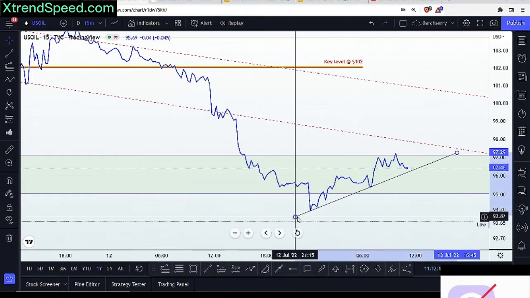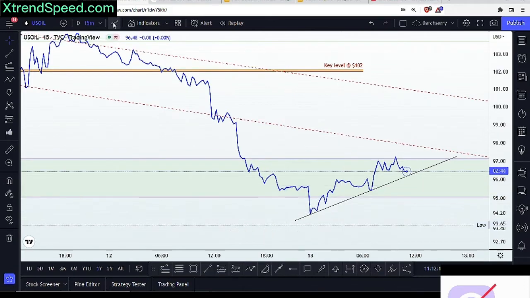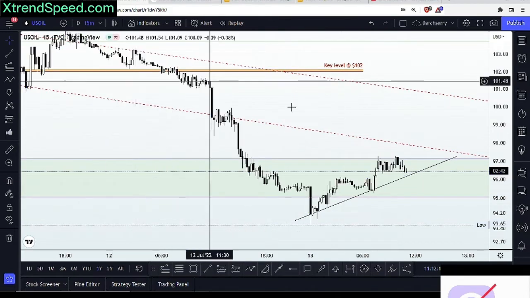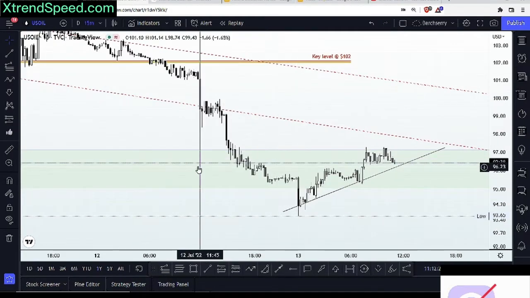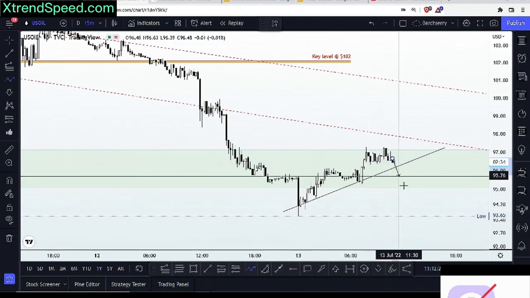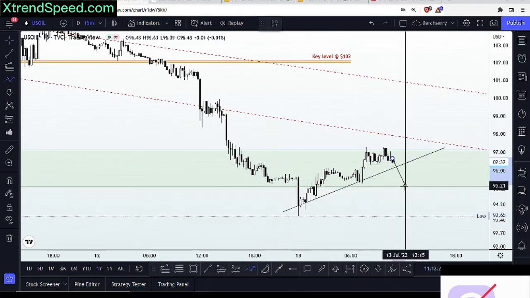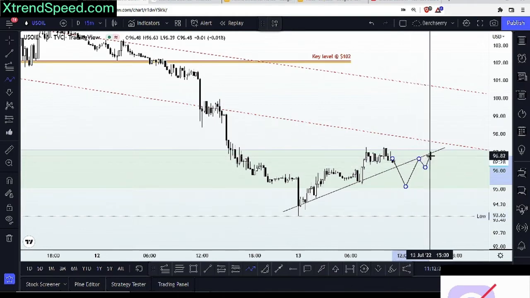So in addition, this is going to be our first parameter that will guide our action during the New York session. So what we want to be looking out for is this. The first scenario is a breakdown of this bullish trend line, a retest of structure for further confirmation.